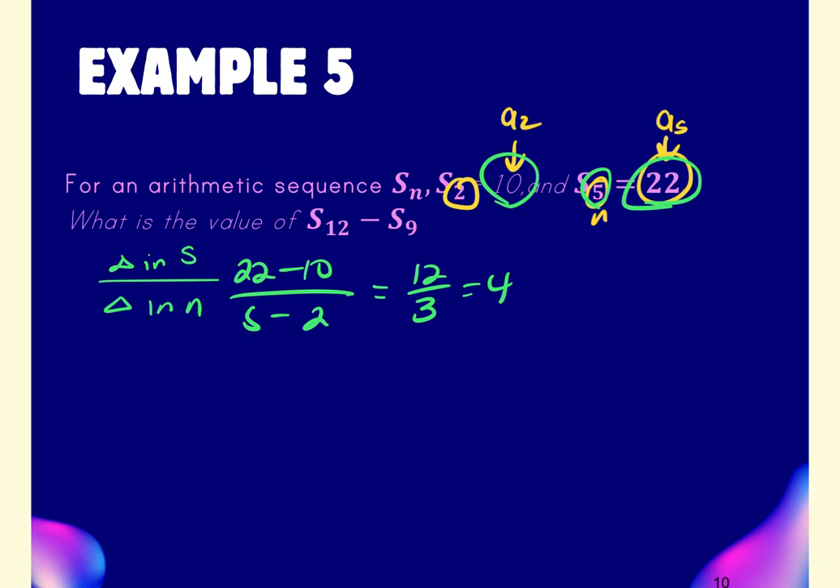Wait, so S2 is the same thing as A2? And S5 is the same thing as A5? Correct. This would be D because it's arithmetic. Now, again, I can set up an equation or think about what's happening. I want to know from 9 to 12. So if my n is 9 and my n is 10 and my n is 11 and my n is 12, how many times am I going up by 4? 3 times.